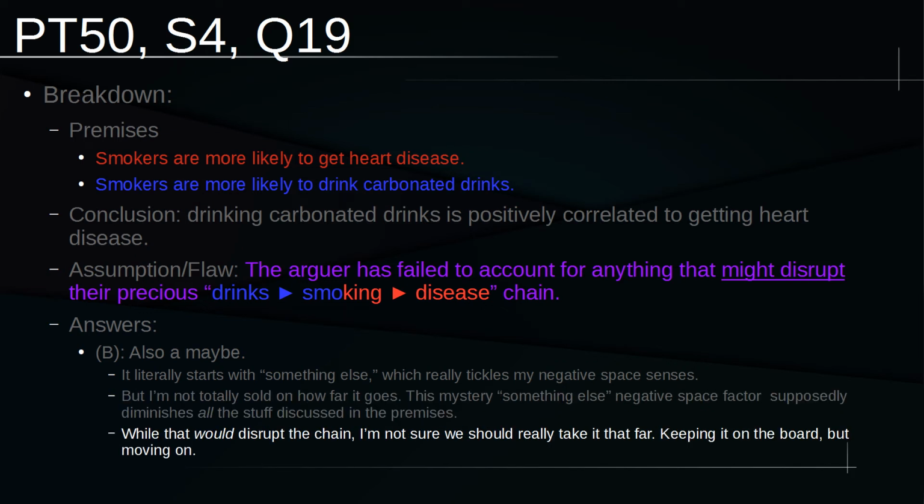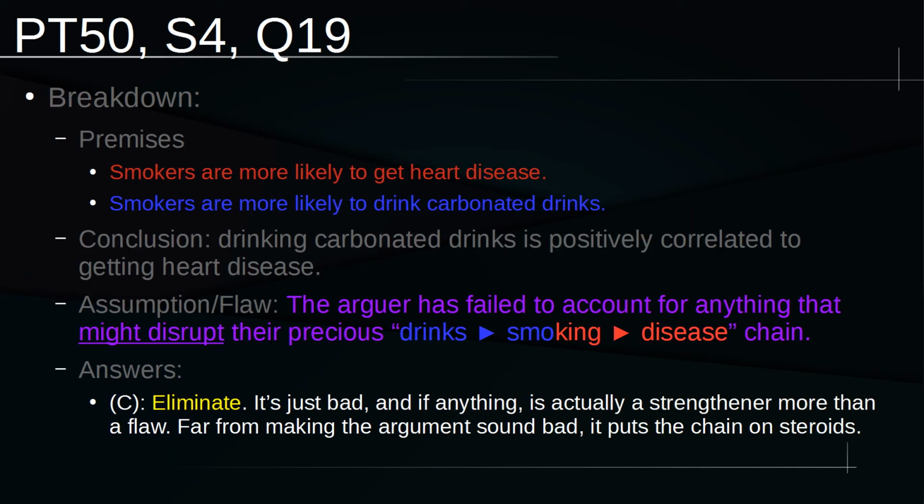So, again, much like A, while I do see how if we gave B the time of day, it would disrupt the chain, I'm not really sure that we need to take it as far as B did. So, just like A, keeping it on the board, but moving on. When it comes to C, mercifully, this one is a little bit simpler than A and B. I just eliminated it right away on first pass. It's just bad, and if anything, it's actually a strengthener more than a flaw. Far from making the chain between drinks, smoking, and disease sound bad, it actually puts the chain on steroids. It's saying that the links are even stronger than the arguer has presented them.